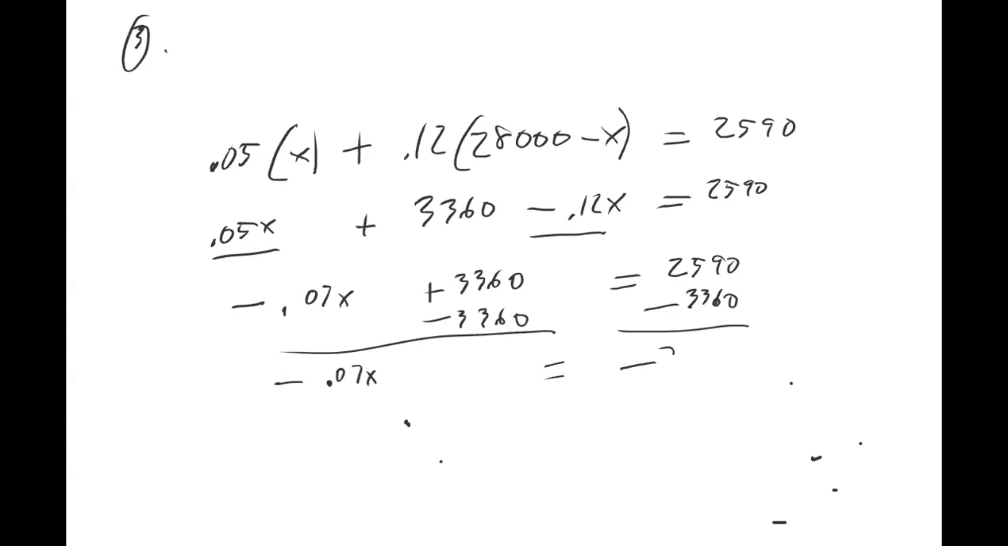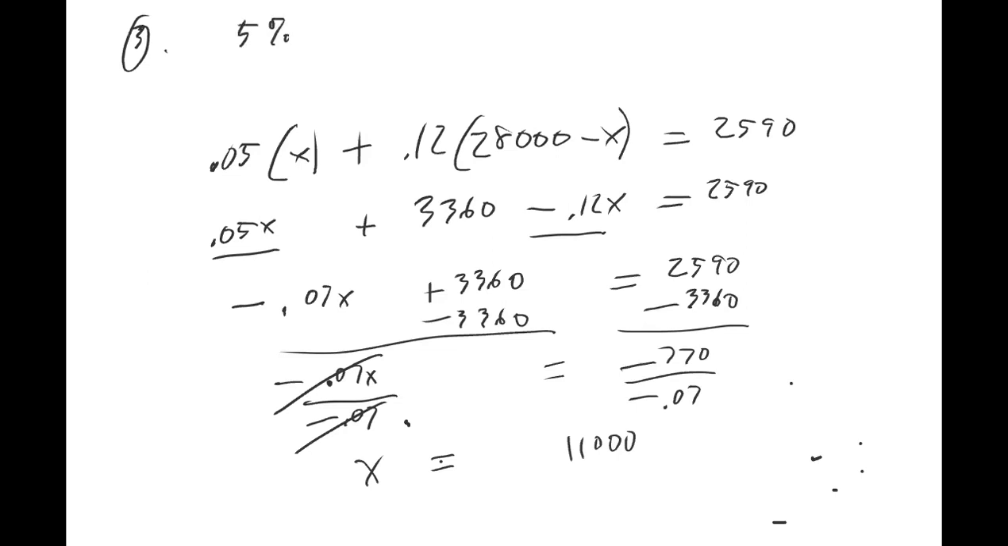Negative 770. Now I'm going to divide both sides by negative 0.07. And then I'll get that to cancel. So X equals whatever this is, which turns out to be 11,000. So that means if you go back to the beginning of the problem, that means that the person invests $11,000 into the bank account at 5% interest.